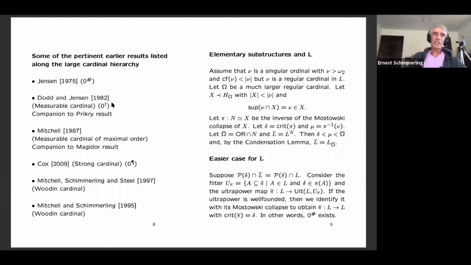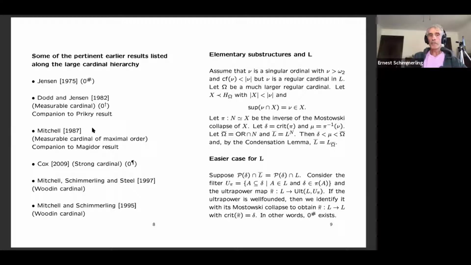A better way of thinking about it is with analogy. At this level, what's analogous to zero sharp would be zero dagger. So you can build it assuming zero dagger doesn't exist. In any case, you get an inner model with a measurable, if there's a failure of covering of the kind that I was talking about.